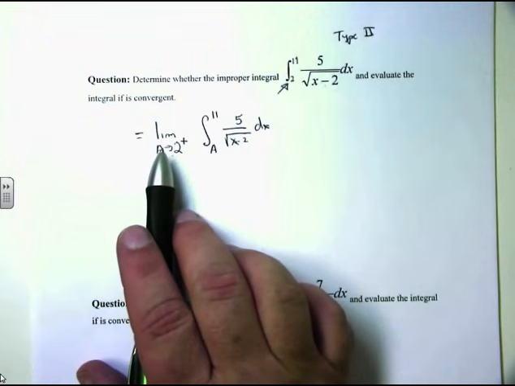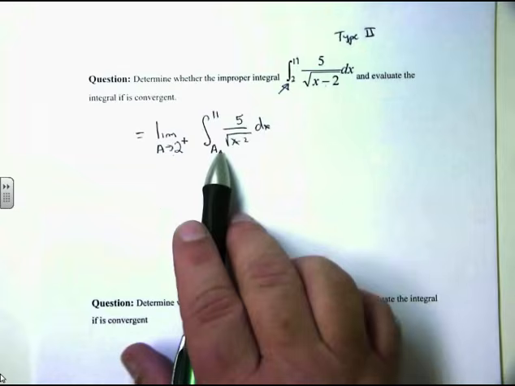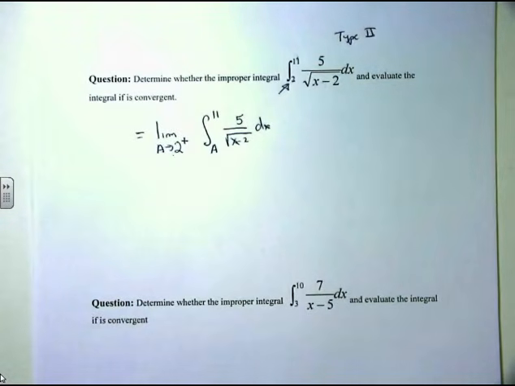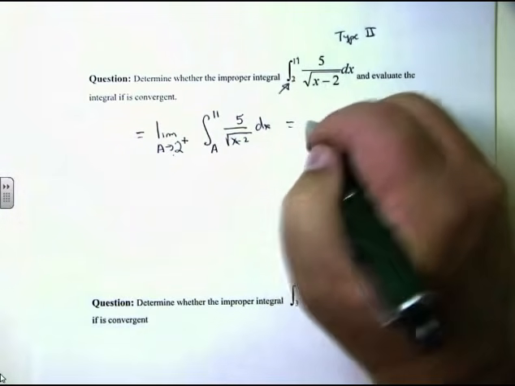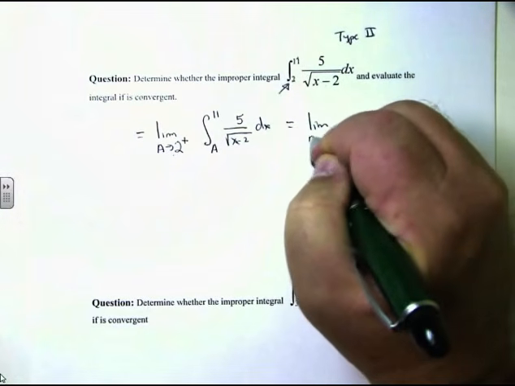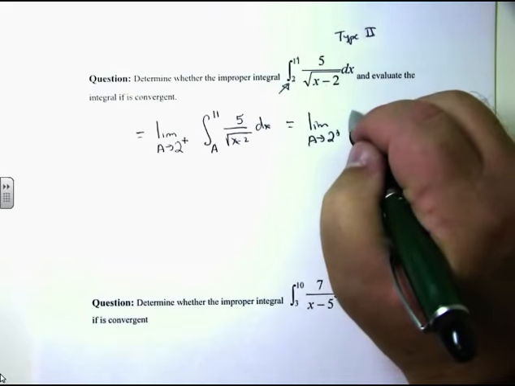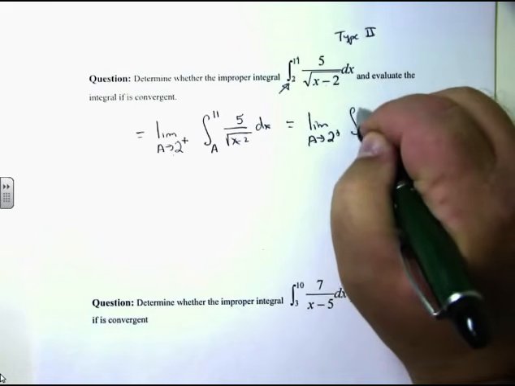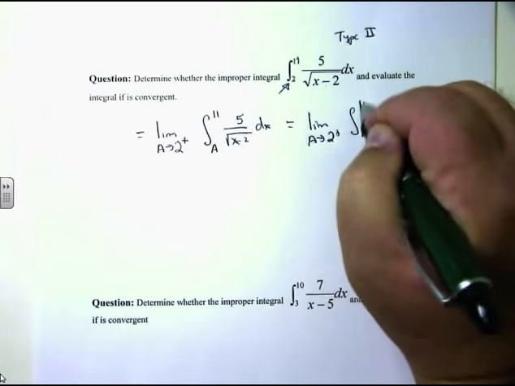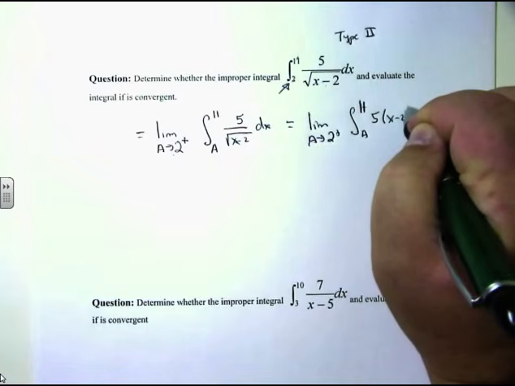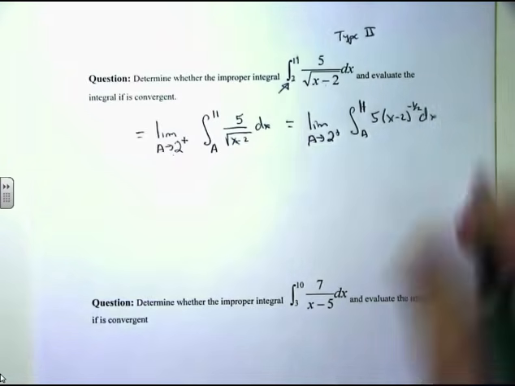You're just taking the limit as, plugging a letter in for your problem point, and then take the limit as that letter goes to, in this case, 2 from the plus side. Well, I'm going to clean this up first before I integrate it, because this is all about integration. Take the limit as a approaches 2 from the plus side of the integral from a to 11 of 5 times (x minus 2) to the negative 1/2 dx.